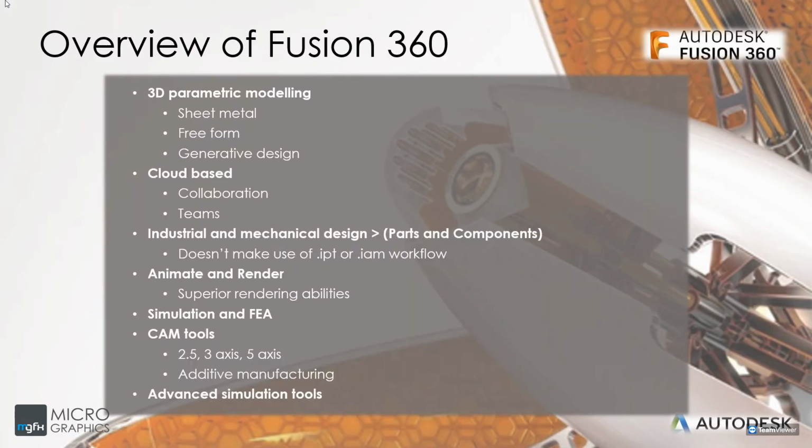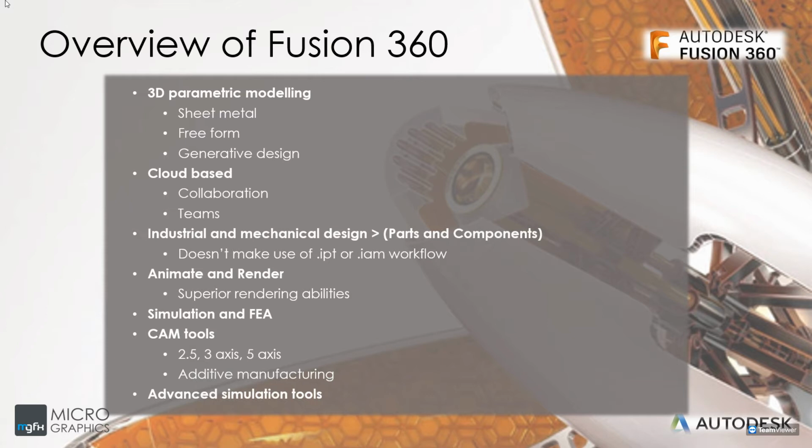So let's take a look at Fusion 360. It is indeed a 3D parametric modeling software. It is able to do sheet metal, freeform, generative design, as well as your regular solid modeling, where you have your parts and components. It does work a little bit differently from Inventor, but it is similar in the nature that it is 3D parametric modeling. But we will discuss more on that later.